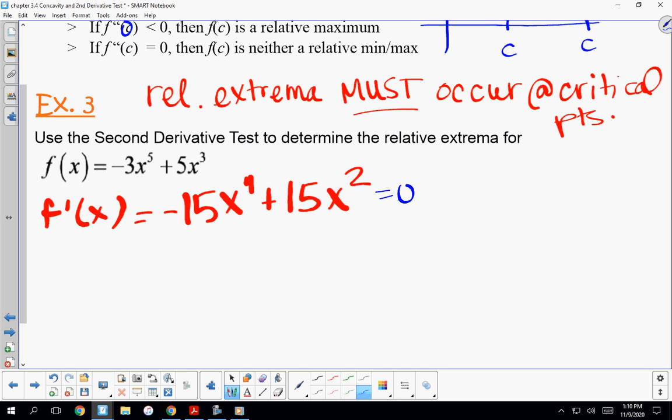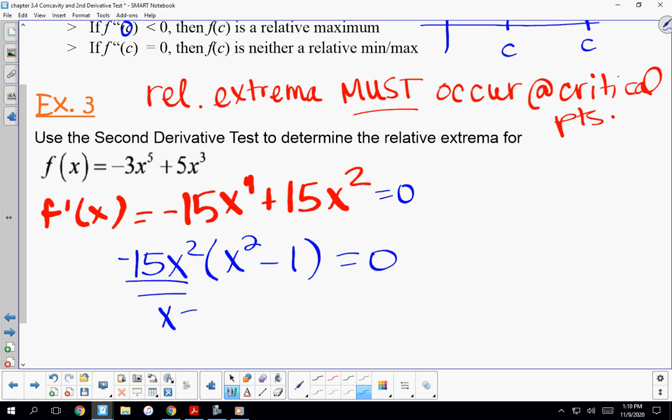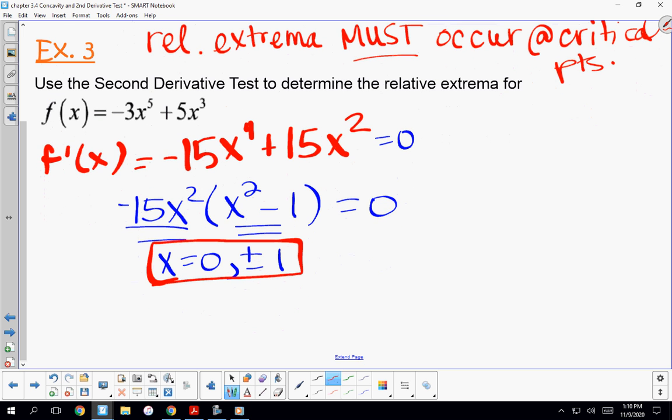So I do need to set this equal to 0. I'm going to factor out a negative 15 x squared so that I get x squared minus 1. And then my critical points here are going to be x equals 0 and x equals plus or minus 1. And these are the locations of my maxes and mins. Now I can use the second derivative to determine what happens at each of those points.